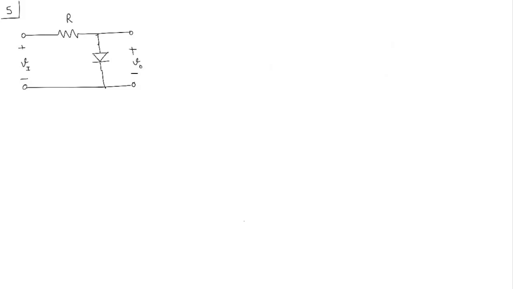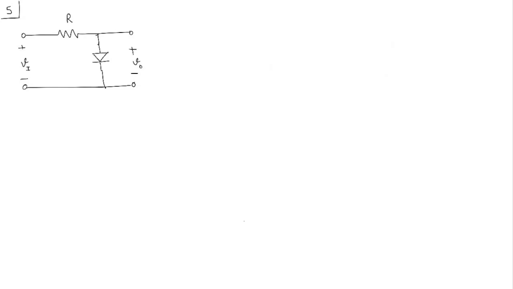Hi, in this video we're going to look at problem 5 from the problem sheet. The first circuit that is there in problem 5 is shown on the screen here. Now, one way to do this would be to assume the diodes in forward and reverse bias and do the calculations from there, okay? And that's what we're going to do.